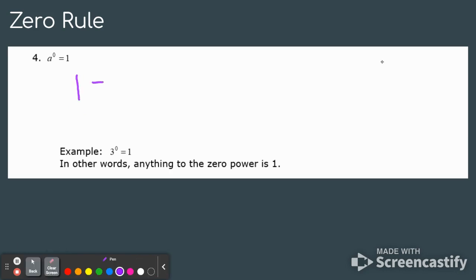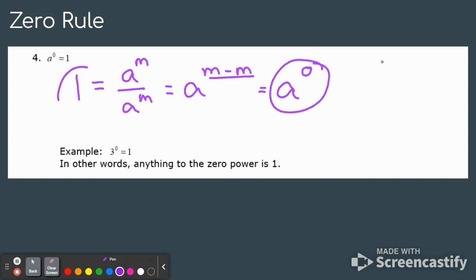So 1, we said earlier, anything divided by itself will give us 1, meaning it has to have the same power. So say I used that quotient rule right here. So I would have same base and the same powers. Well, that's going to give me 0. So here's my a to the 0, and that's always going to give me 1. All right.